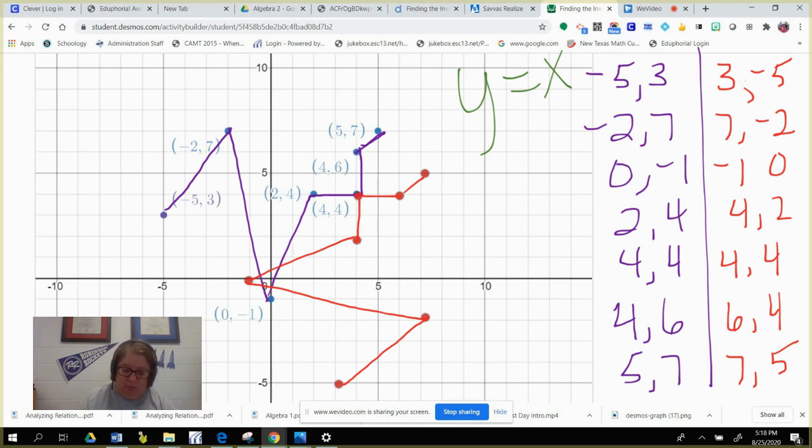So the points for y equals x are 0, 0, 1, 1, 2, 2, 3, 3, 4, 4, 5, 5, 6, 6, 7, 7, 8, 8, 9, 9. We can go the other way. Negative 1, negative 1, negative 2, negative 2, because x and y are equal, right? Earlier we said that every time you graph a function and its inverse, the line y equals x is going to be the line of symmetry. Did that happen here?